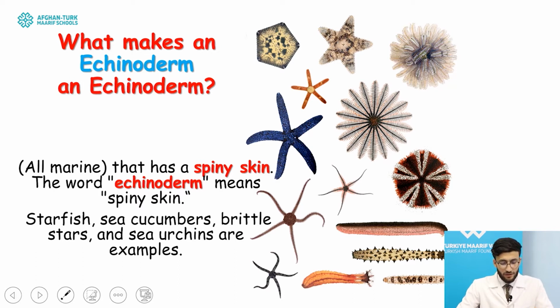What makes an echinoderm? We can say that they are all marine animals that have a spiny skin. The word echinoderm means spiny skin. Starfish, sea cucumbers, brittle stars, and sea urchins are example animals of this phylum.